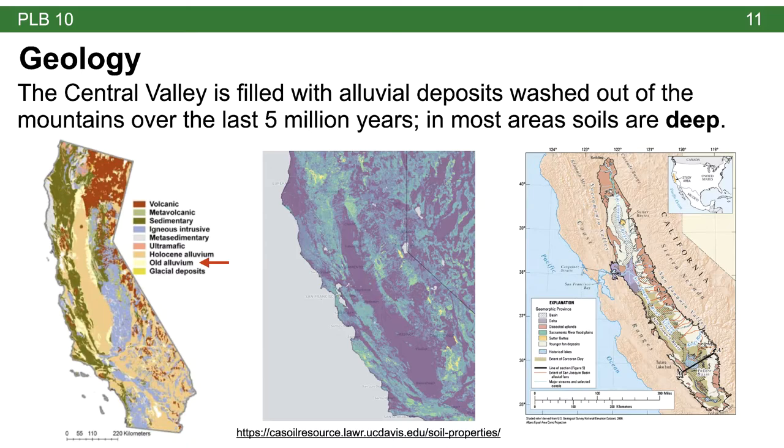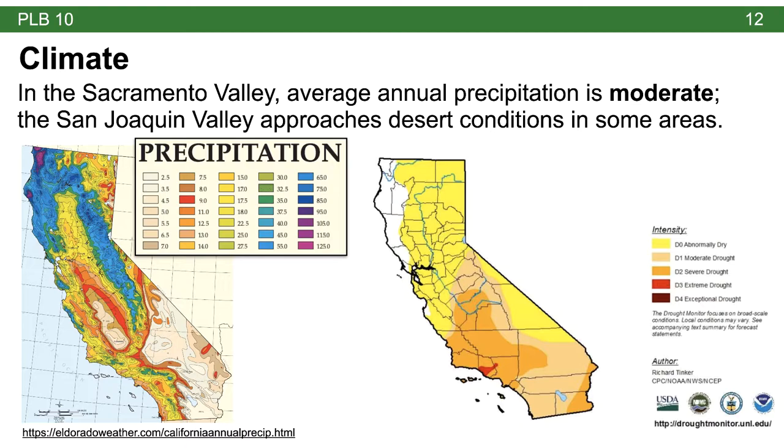As we talked about previously, California's climate is referred to as a Mediterranean climate. This means we have cool, wet winters and hot, dry summers. But within our state, we have a lot of variation. In the Sacramento Valley, average annual precipitation is moderate, but in the San Joaquin part of the valley, it approaches desert-like conditions in some areas. So where we are in Davis, in the northern part of the valley, we get a lot more rain than in the southern part of the valley.